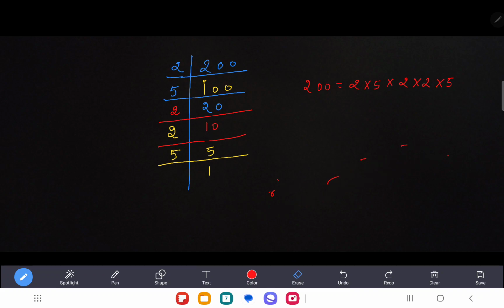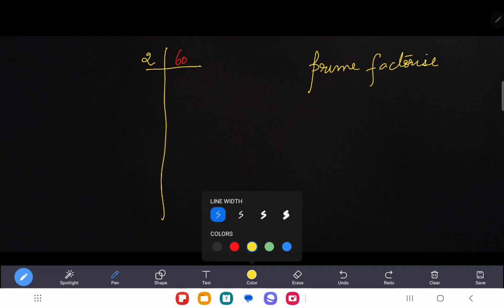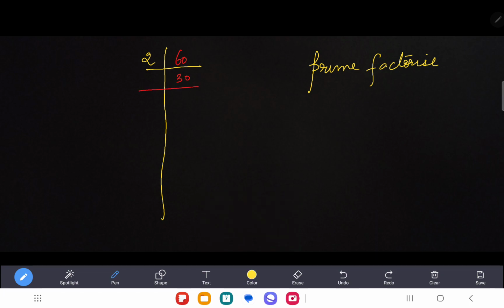Now, if I ask you to prime factorize 60, do it, Adam. You start with 2. Good enough. 2 times what should give me 60? 30. Good job. Then think of a number which could divide 30 again. 2.